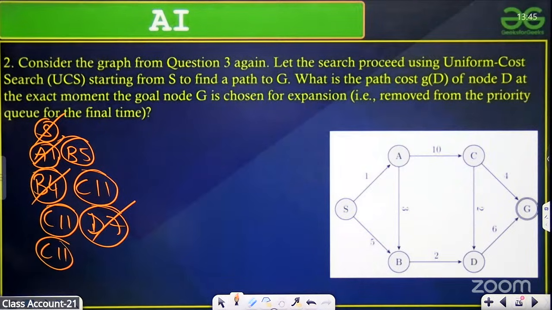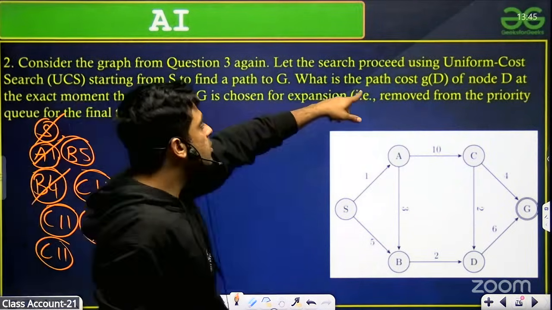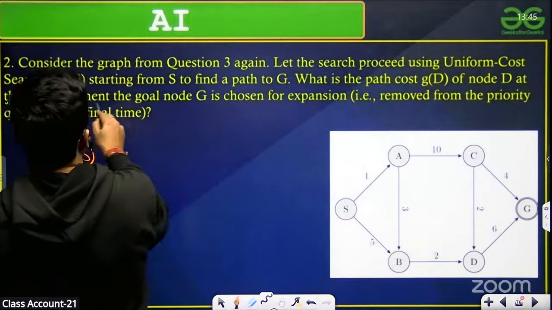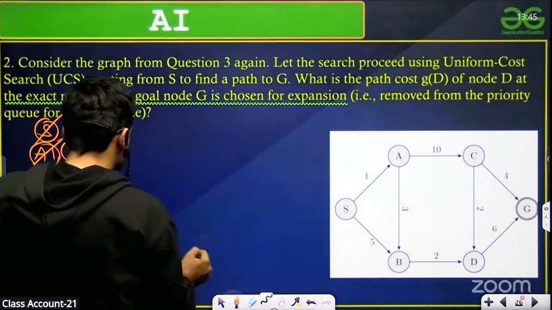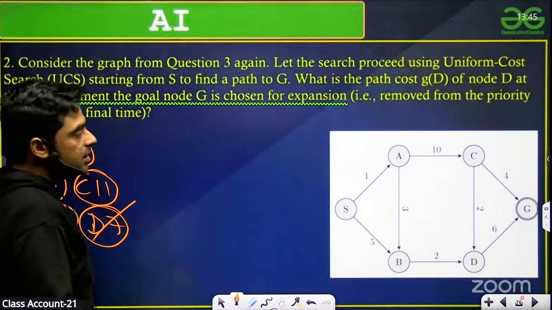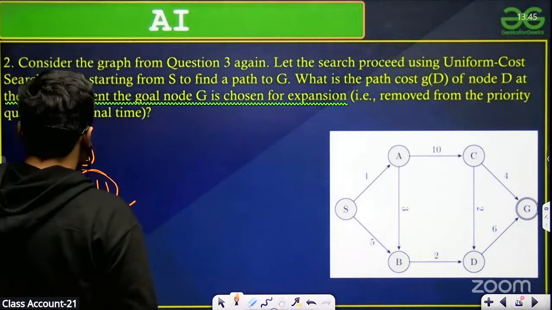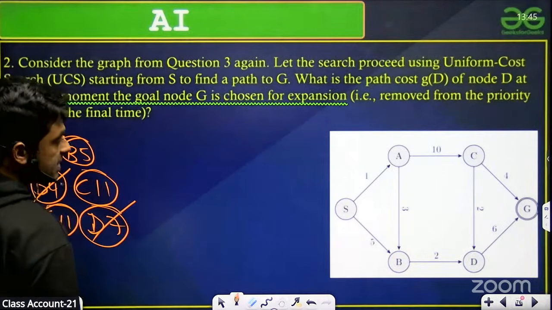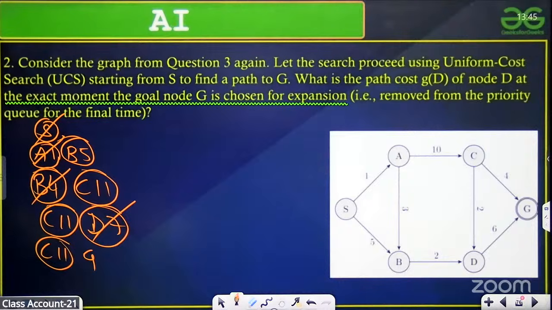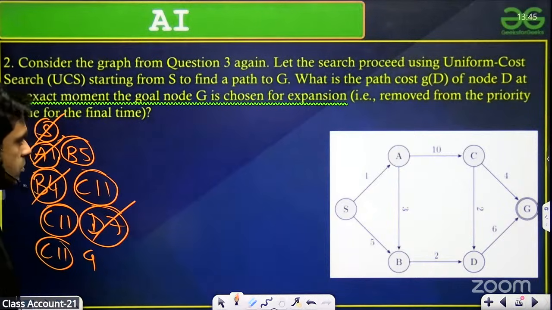So C11. See, he says what is the path cost at node D at the exact moment when the goal node G is chosen for expansion. Very simple. I would be cutting C11, D7. D has a single child, that is G. So G, yes. Okay, so 3 and 1 is 4, 4 and 2 is 6.